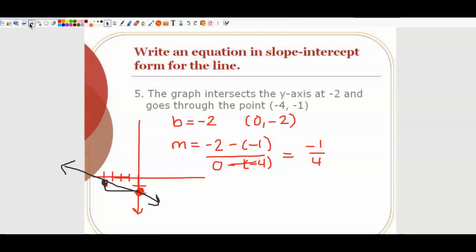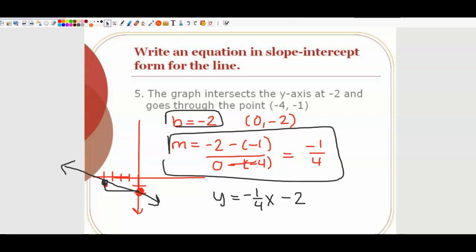So the equation of my line is y equals negative 1/4 x minus 2. Because I was given the b and I solve for m, I can plug into y equals mx plus b. Is everybody okay with that?